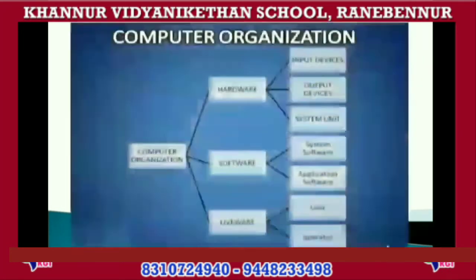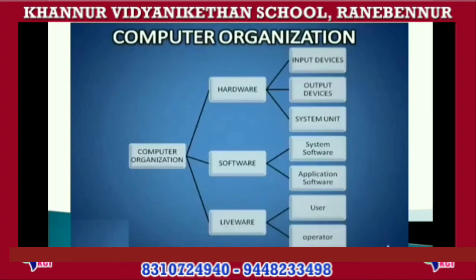Then the next is computer organization. So in the computer organization we have three types. First one is hardware. In hardware we have input devices, output devices, then system unit. And what is hardware here? Hardware we can touch. Okay, hardware we can feel. Then hardware we can see. But what is hardware? The hardware is nothing but the parts of a computer.